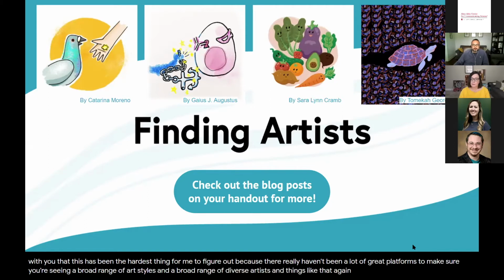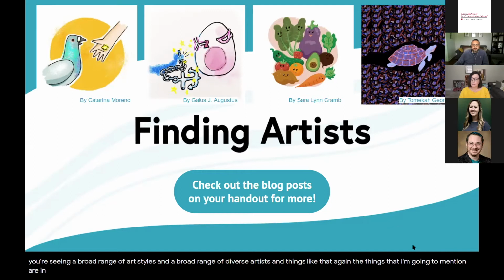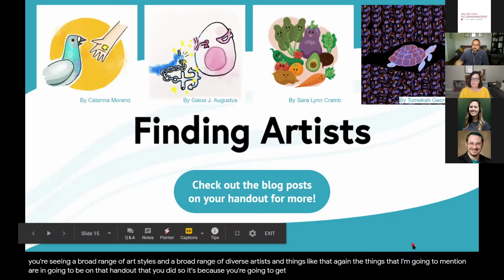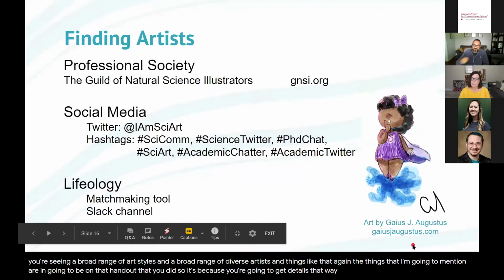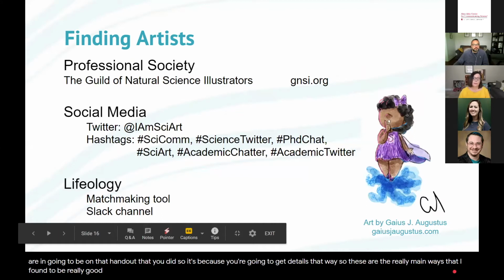Again, the things that I'm going to mention are going to be in that handout that you get. So if I'm not giving a lot of details, it's because you're going to get details that way. So these are the really main ways that I found to be really good about finding science artists.